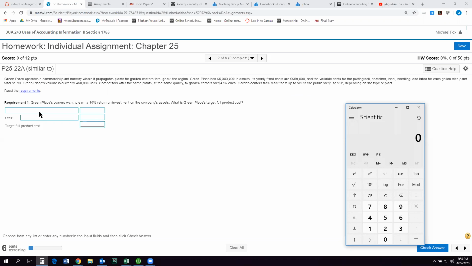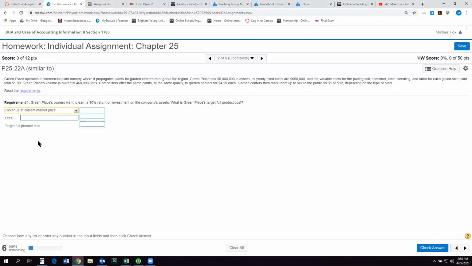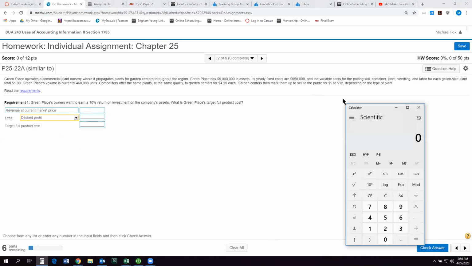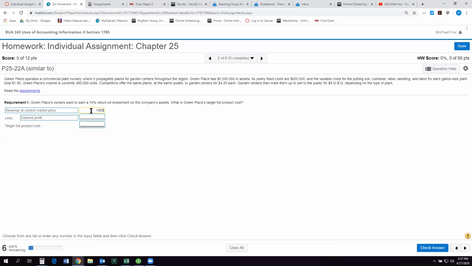So the first thing we're going to do is figure out what our revenue is at the current market price, and then subtract out our desired profit from that. Our revenue at the market price: our volume is 460,000 units, and the market price, or the price our competitors offer, is $4.25 each. So I'll take 460,000 units times $4.25, and that will be $1,955,000. That'll be my revenue at the market price.